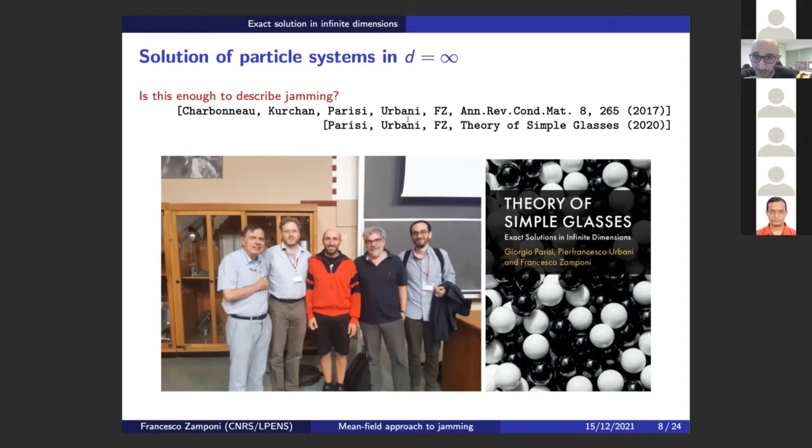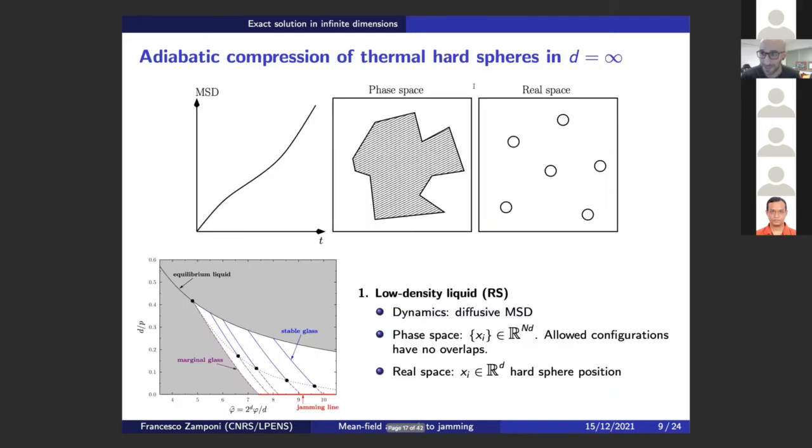So thanks to this collaboration, here we are all together in Rome a few years ago when we were celebrating the 40 years of replica symmetry breaking, I think we managed to show that you can describe jamming using this infinite dimensional theory. And if you want to see the details, we also wrote a book that we hope should be understandable and provides a detailed discussion of all this. So I will try to give you now a quick overview of the results of this approach. And I hope to be able to give you an idea of how it works.